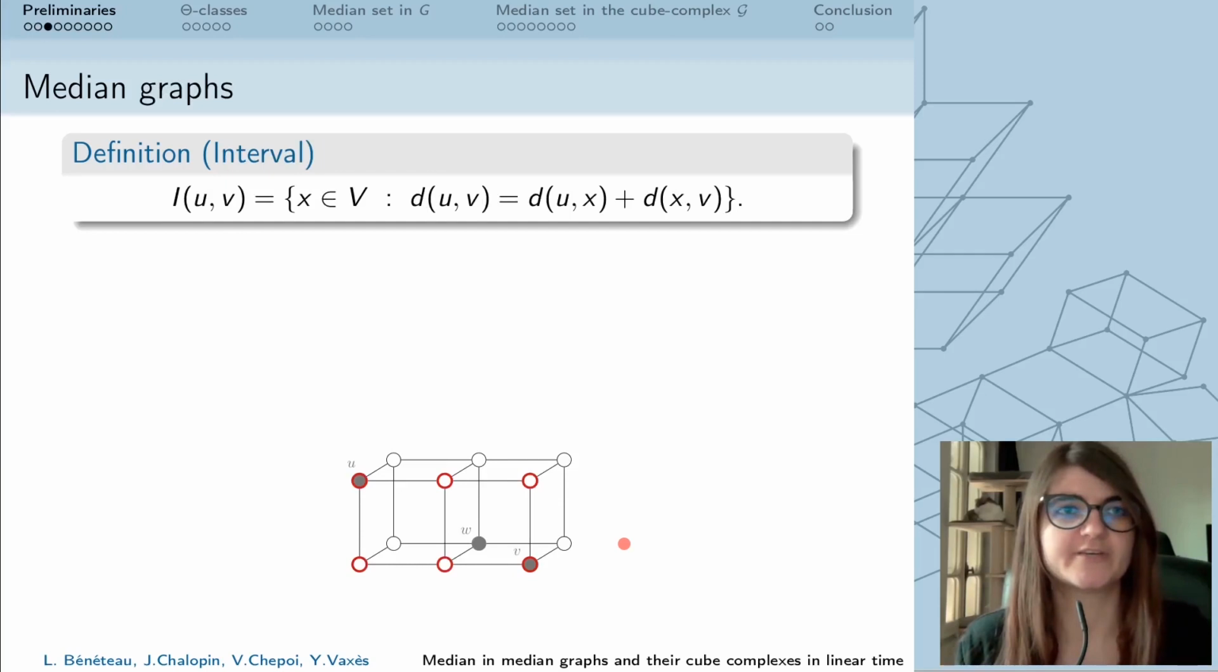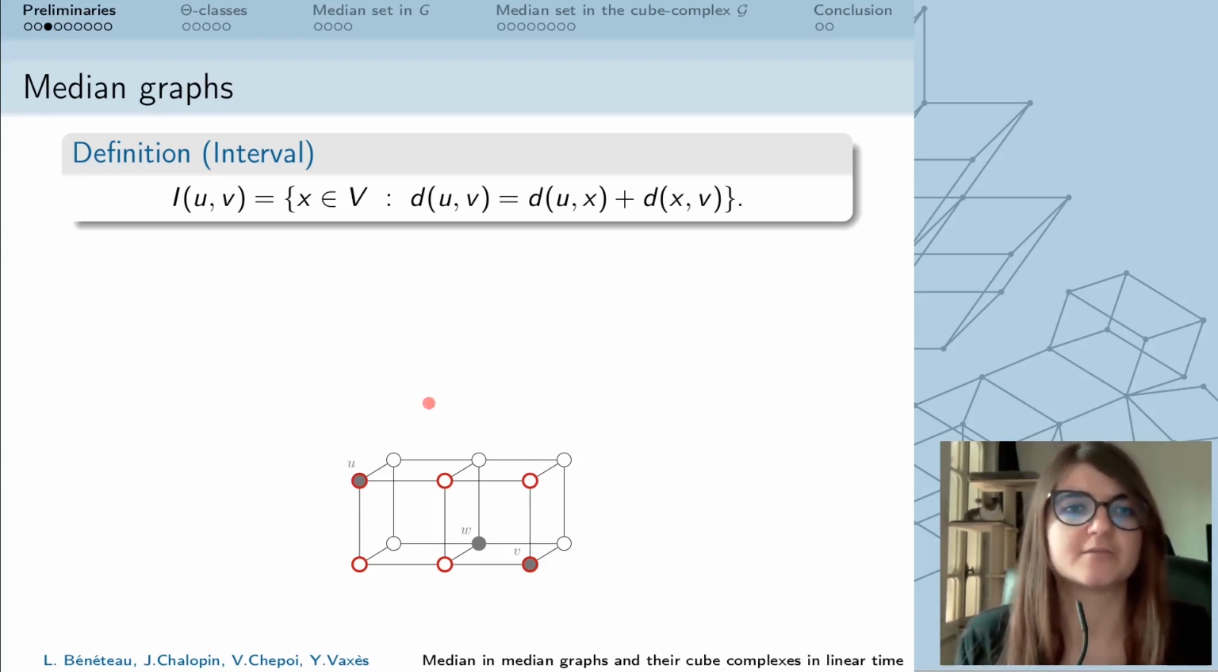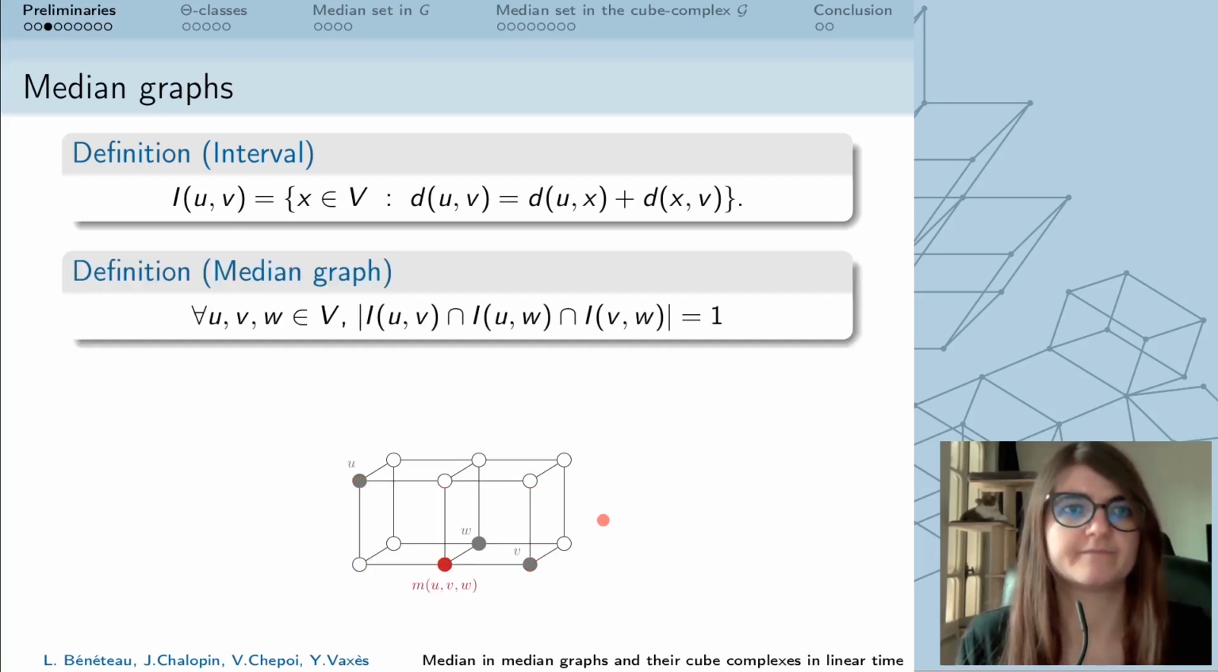So we work with the particular case of median graphs. To define them, I will need the definition of the interval. Given two vertices u and v, the interval between u and v is the set of all vertices that lie on a shortest path between u and v. So for example, here we have one shortest path here and another shortest path here, and all of the red vertices are in the interval between u and v.